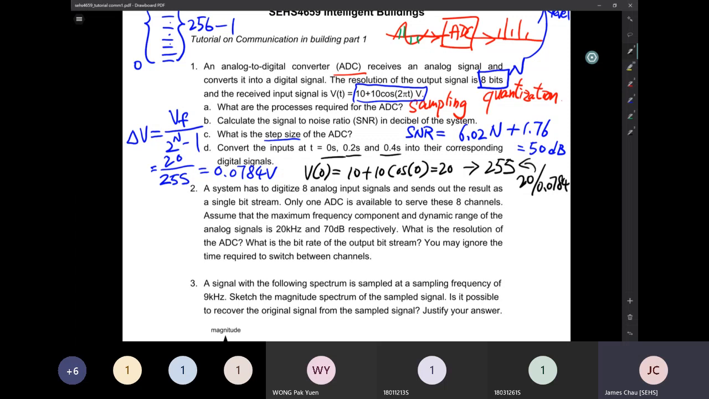And I will give you time after I describe the question to you. Now we move to question 2. But before we describe question 2 to you, do you have any question on question 1?